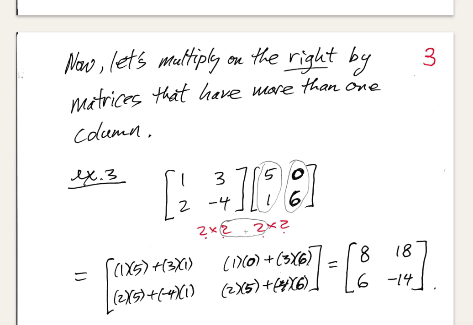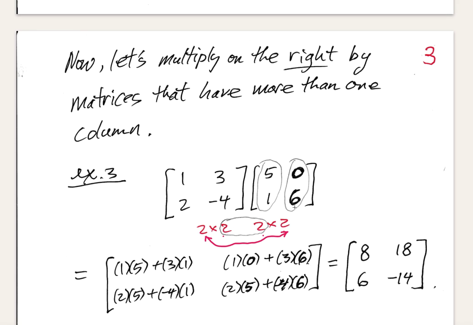Okay? These two numbers match, right, on the inside, so the number of columns in the first matrix, reading from left to right, is 2, and the number of rows in the second matrix, reading from left to right, is 2. These match. So what's going to be the dimensions of the answer? It's going to be a 2 by 2 also. Okay? So you can see what's going to happen in general here. A 2 by 2 matrix times a 2 by 2 matrix is a 2 by 2 matrix. Okay? Alrighty. Now, let's go ahead and do this.